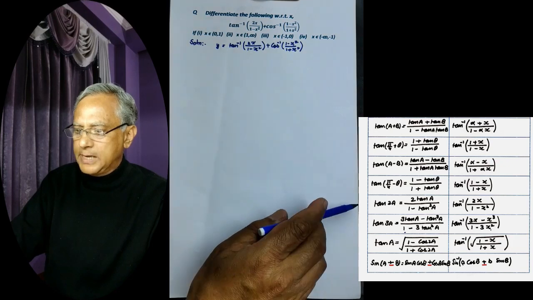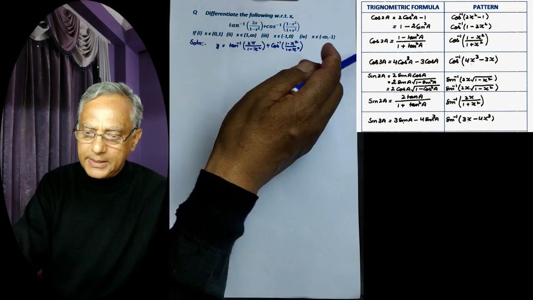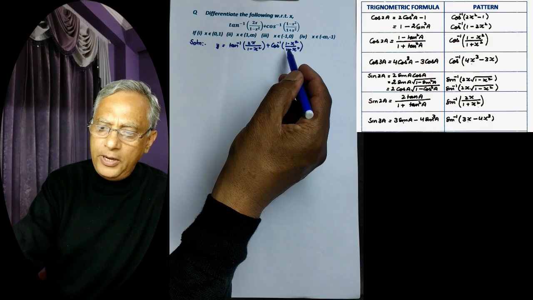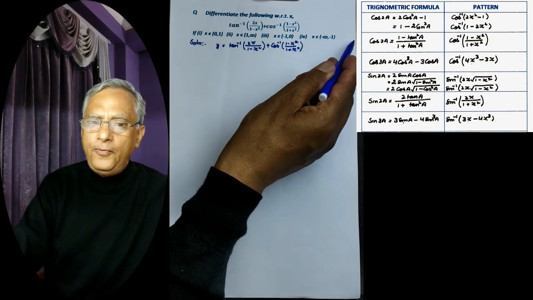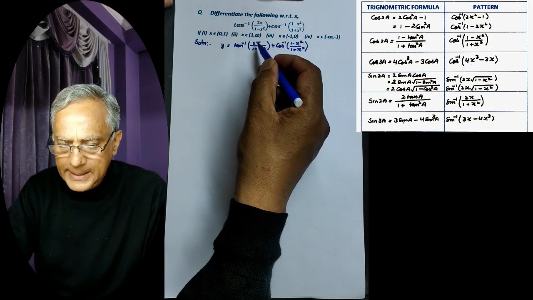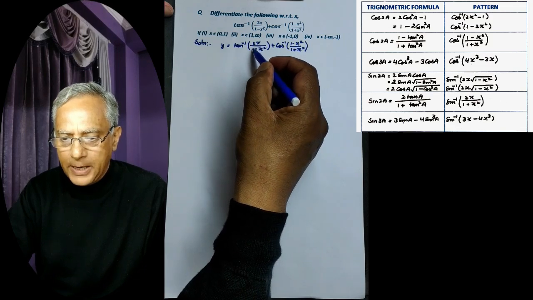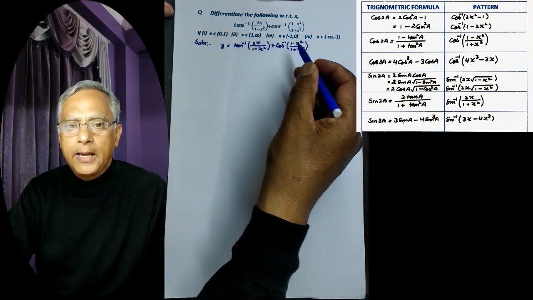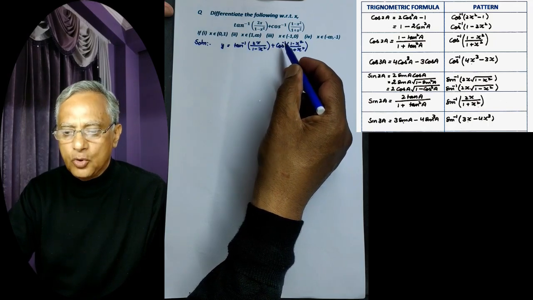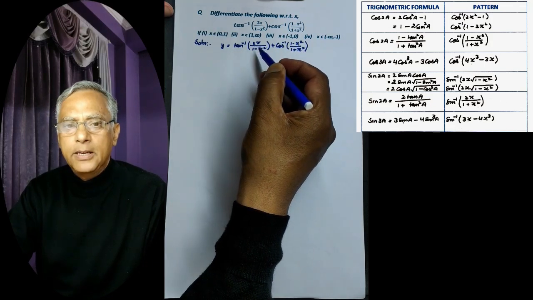Tangent of 2a is 2 tangent a over 1 minus tangent square a. And 1 minus tangent square a over 1 plus tangent square a is cos of 2a. So what we see is if we substitute x equal to tangent of theta, this will become tangent of 2 theta, and this will become cos of 2 theta. So cos inverse cos 2 theta will be 2 theta, and tan inverse tan 2 theta will be 2 theta.